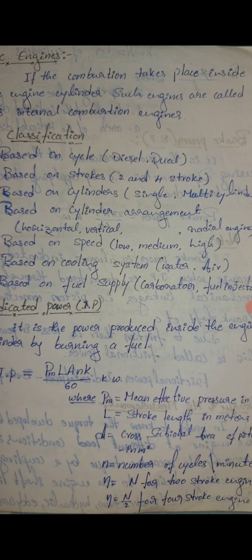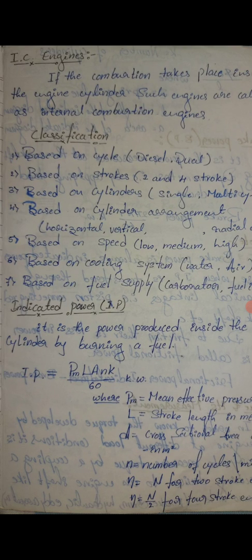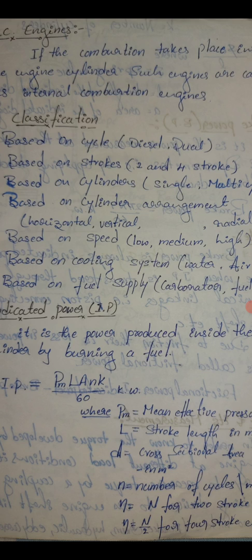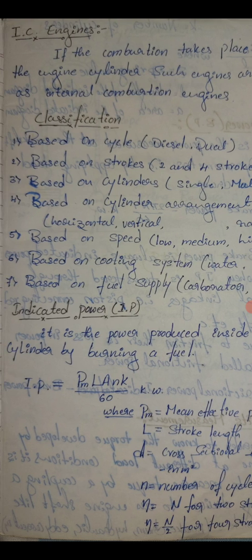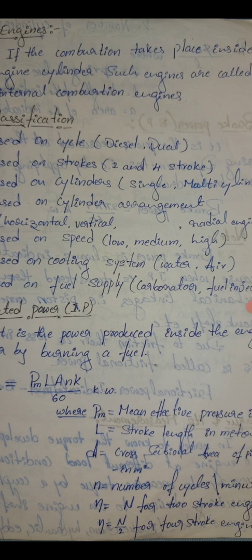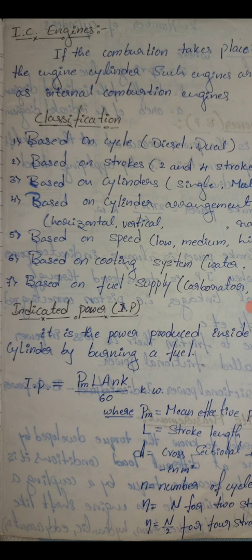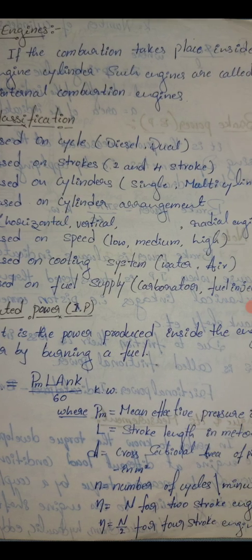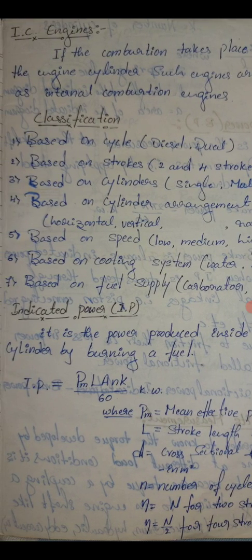Now coming to the classification of IC engines. I have already explained this classification, and Raju Jadar has also explained it for A section, I think. Once again I am going to briefly explain it. You can look here, the classification of IC engines. Based on the cycle of operation, we have the diesel cycle, petrol cycle and dual cycle. Next, based on the strokes, we have the 2-stroke engine and the 4-stroke engine.